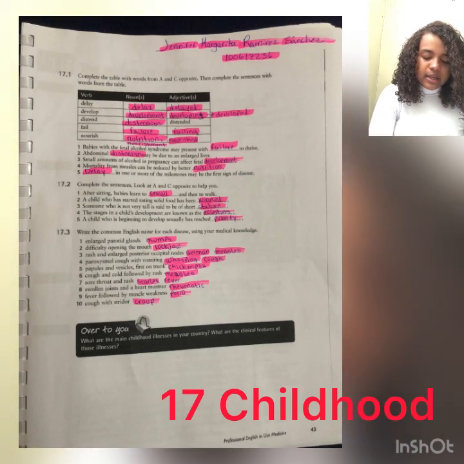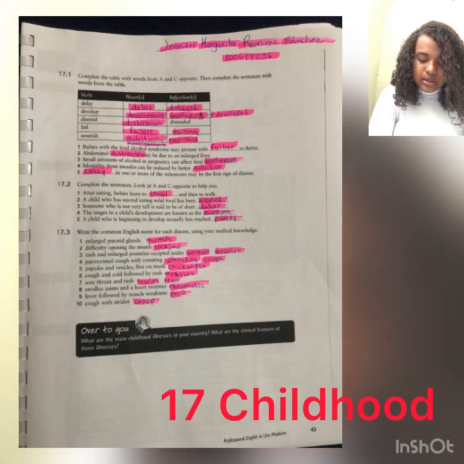Write the common English name for each using your medical knowledge. Lockjaw: difficulty opening the mouth. Rash and enlarged posterior occipital nodes.